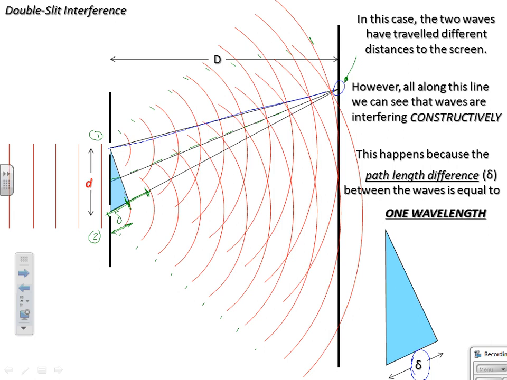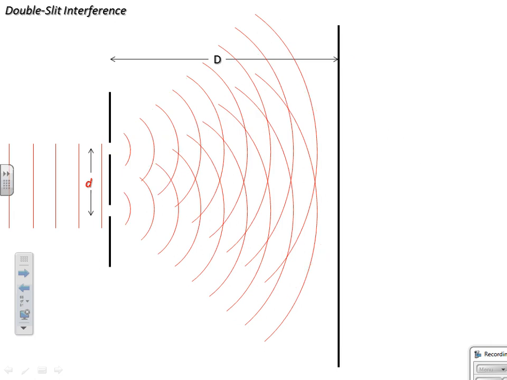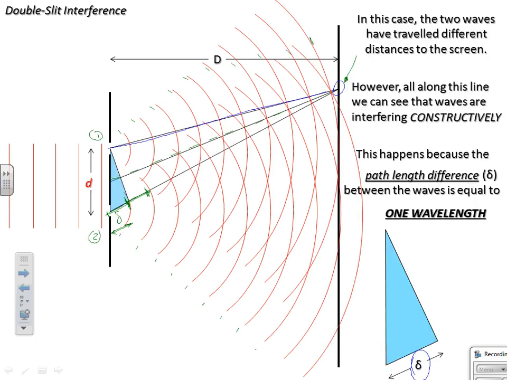Okay? So we'll say that again. The reason that we get here and interfere constructively is that the difference in the path length from each source is equal to 1 wavelength.